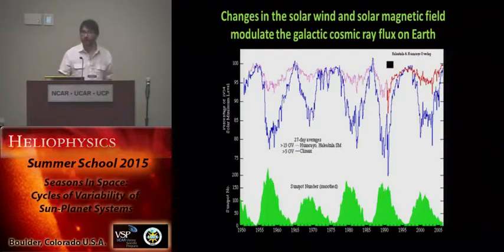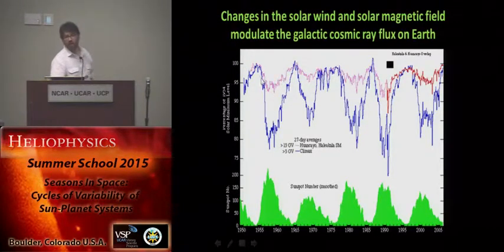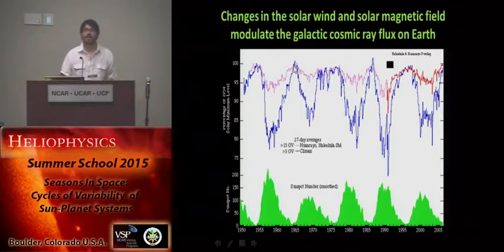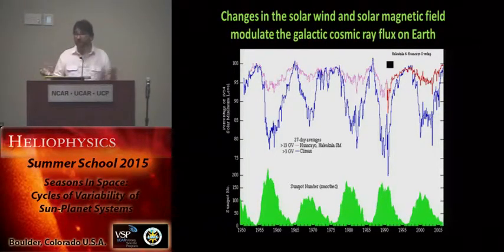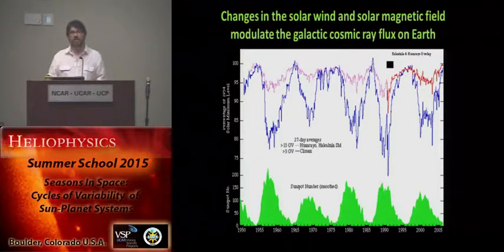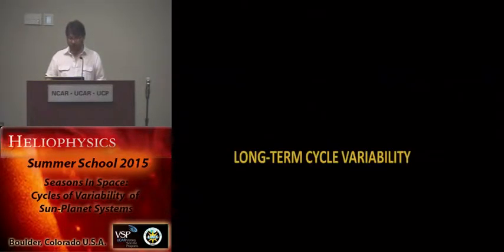Here is the cosmic ray flux on Earth measured by two different instruments, at different energies, and the solar cycle. So you can see that when the solar cycle is at maximum, cosmic ray flux is at a minimum, and when the solar cycle is at minimum, cosmic ray flux is at the maximum. So this is kind of evidence of this. But the nice thing is that even though we only have direct observations of the solar cycle during the last 500 years, we have cosmic ray records that go way farther back.